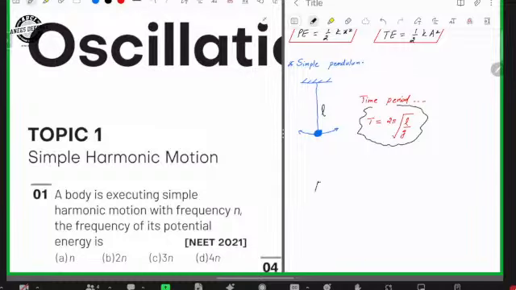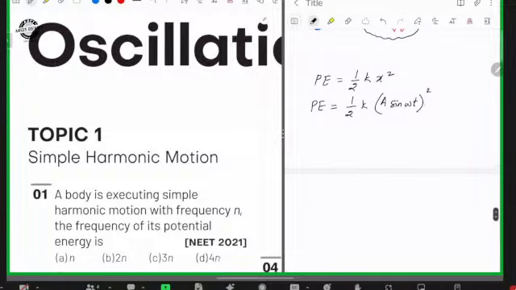Now, what is the formula for potential energy? Potential energy in SHM is equal to half k x square. Can I say x is equal to a sine omega t? Let us take the value of phi as 0. So x square is a square sine square omega t, correct? The potential energy becomes half into k into a square into sine square omega t.